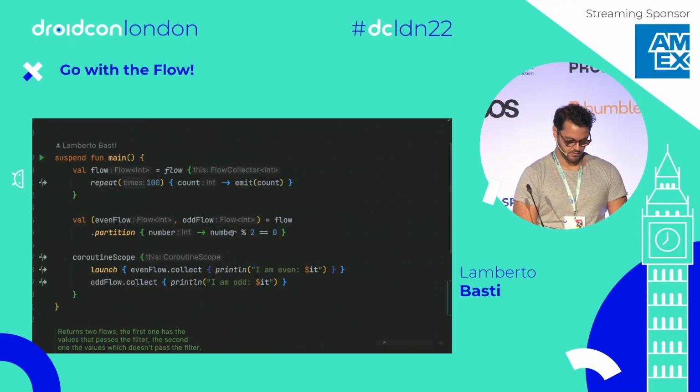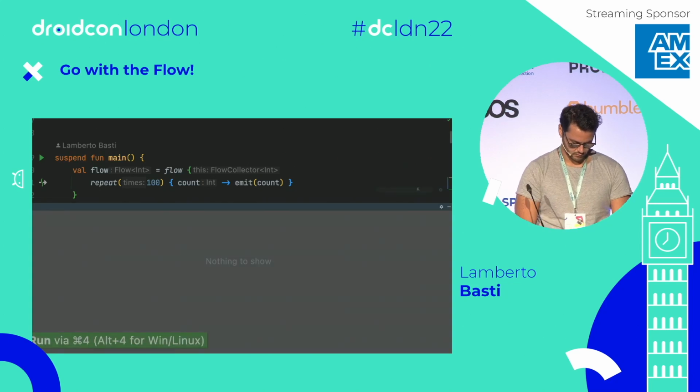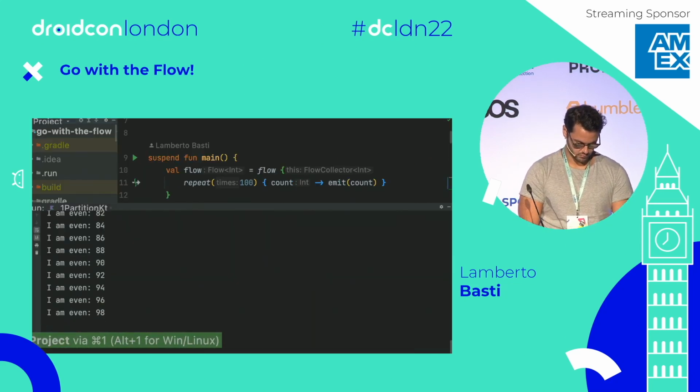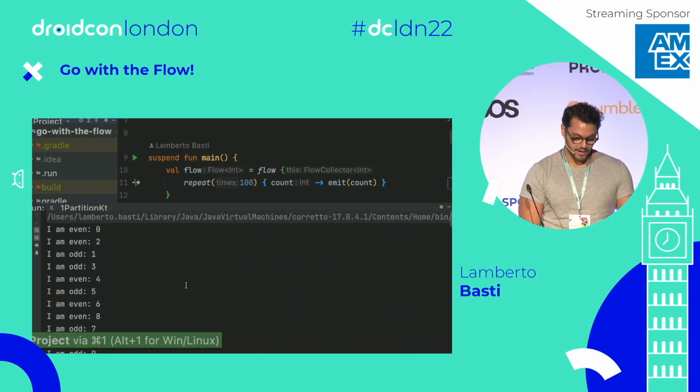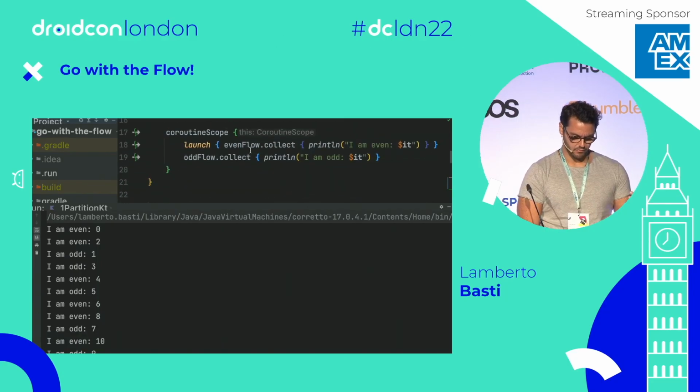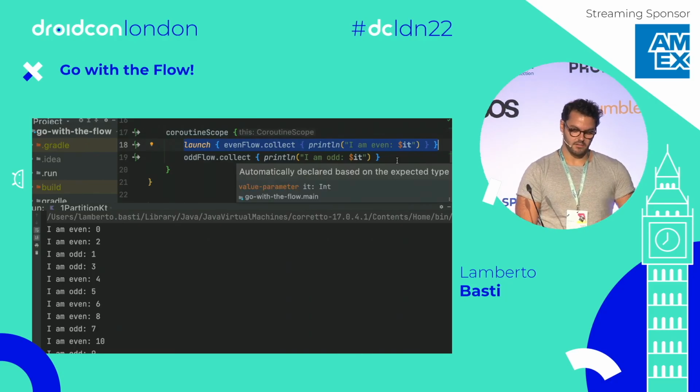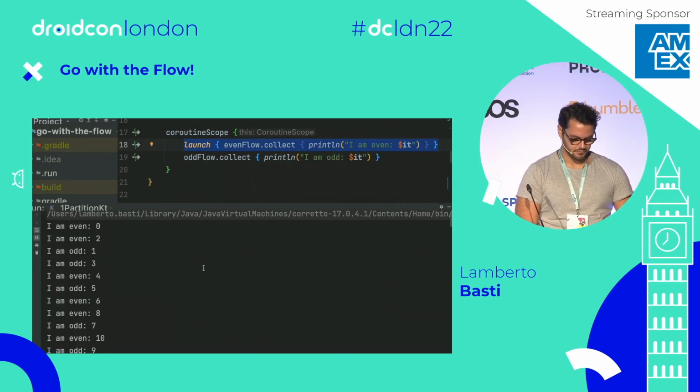Now, unless I made some mistakes, I can run it. Command 4. Oh, there you go. All right, as we can see, we collected all the elements and we printed them in an asynchronous way because the even flow is collected in a different coroutine than the odd flow. And well, it's up to the scheduler to decide who to invoke first. So yeah, that's it.